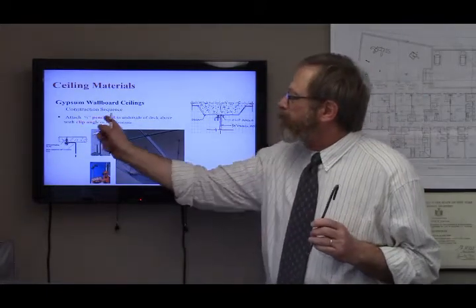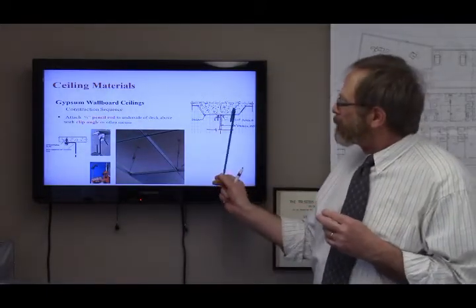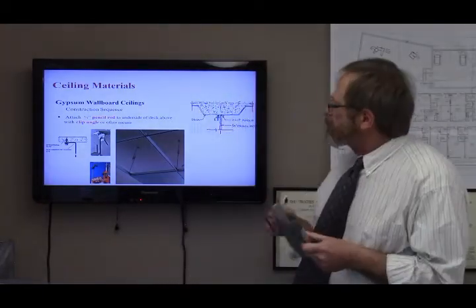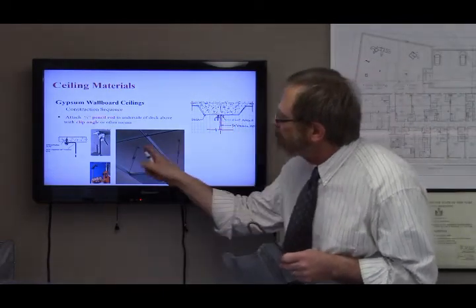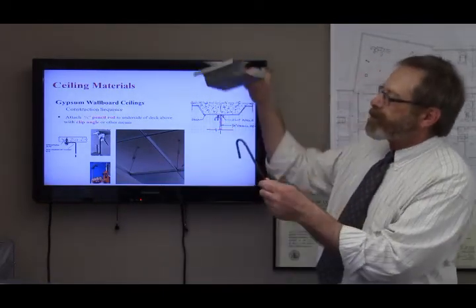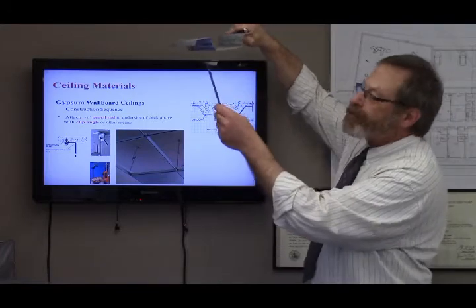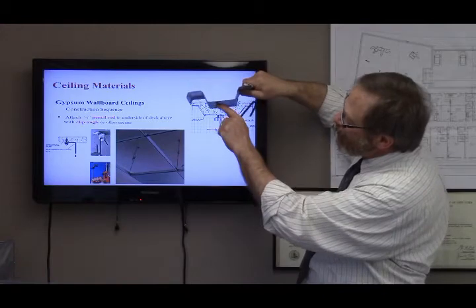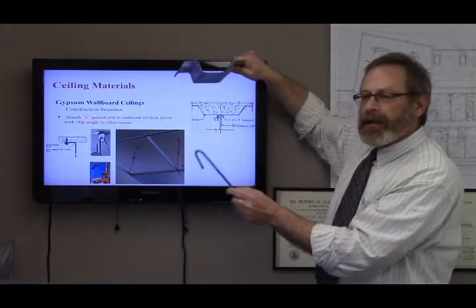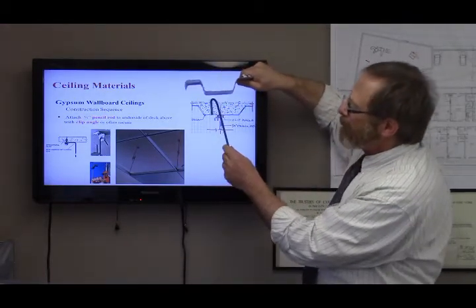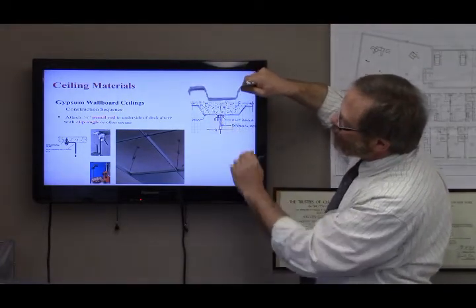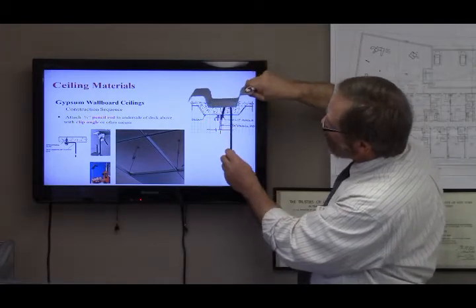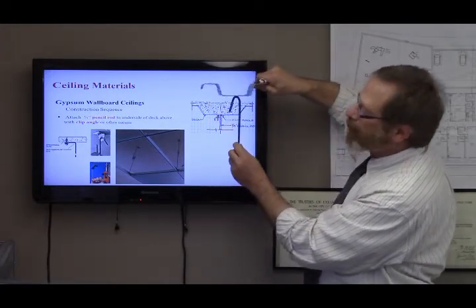Start with a 1/4-inch pencil rod. This is a 1/4-inch pencil rod. It goes into a small clip angle, you can see here or here, fastened into the metal deck above. So I don't have the actual clip angle in my bag of tricks here, but you can imagine this is the metal deck above, the clip angle is secured to the metal deck, and then I hang the pencil rod from the clip angle.